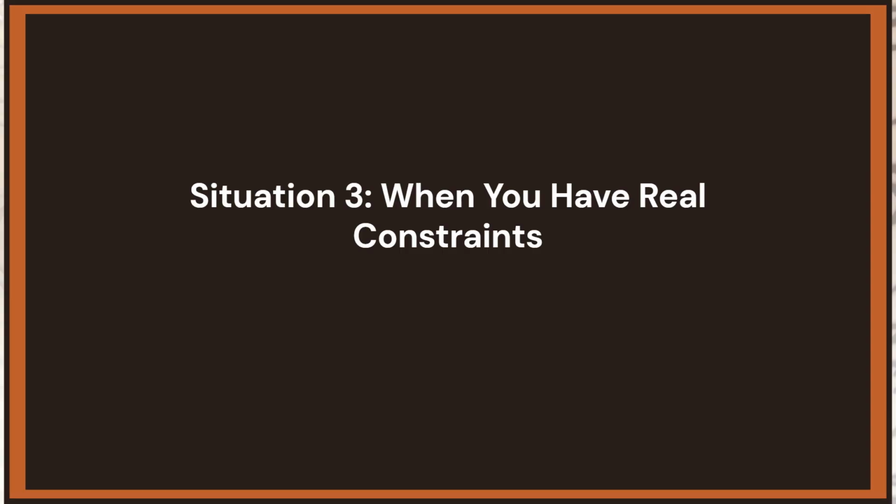Now, the third situation is when you have real constraints. Now, let me be realistic. Many student researchers have limited time, you don't really have money or limited access to your participants. So if you're facing constraints like this, you can actually use a convenience sampling. It is okay. The only thing is you have to acknowledge the limitations of this sampling. You shouldn't pretend the sample represents everyone.